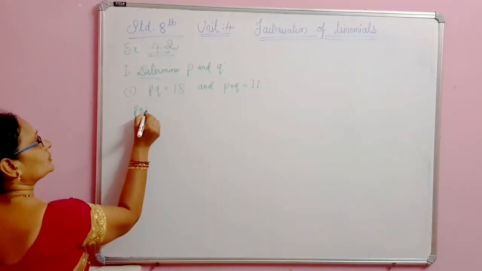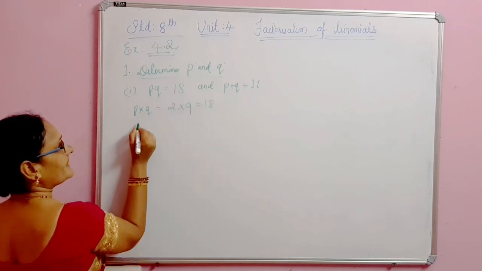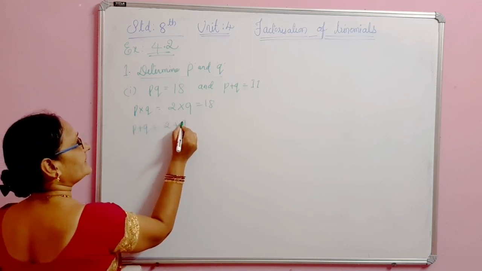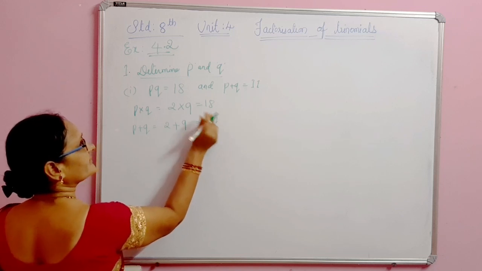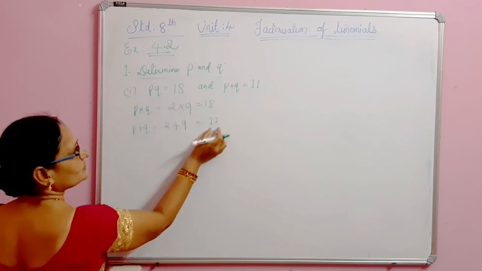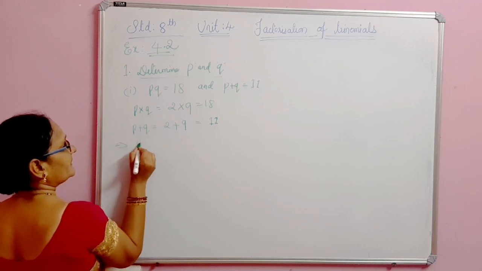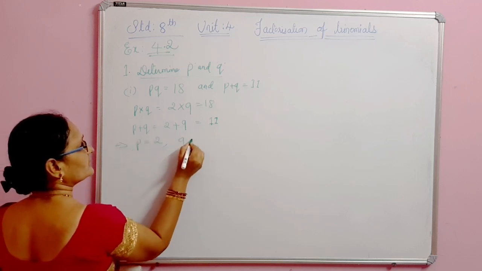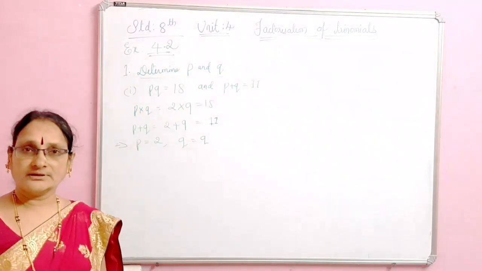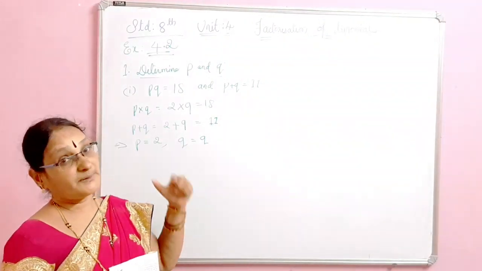So P into Q is equal to 2 into 9 is equal to 18. Then P plus Q is equal to 2 plus 9 is equal to 11. See, on multiplication of two numbers 18, on addition of those two numbers 11. Okay, this is correct. This implies that P is equal to 2, Q is equal to 9. This is the method of finding the numbers by splitting them.